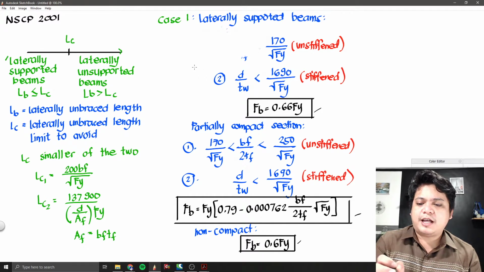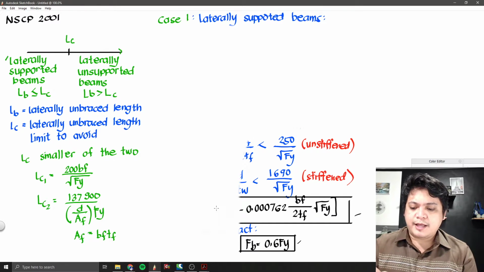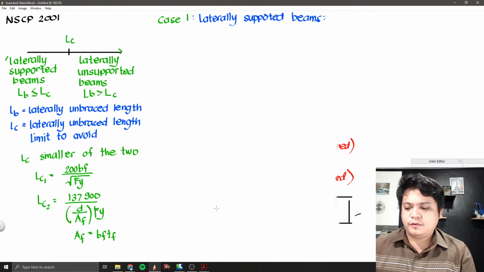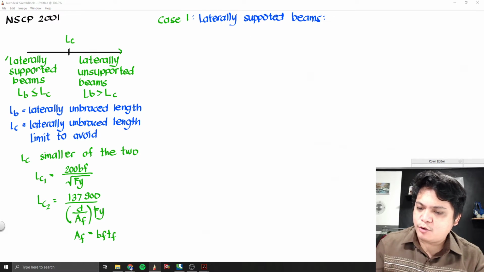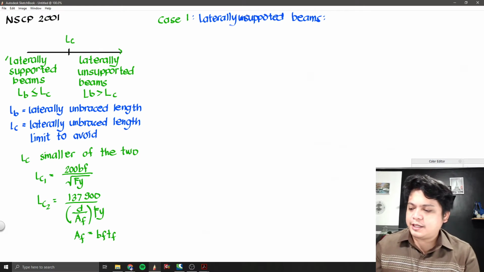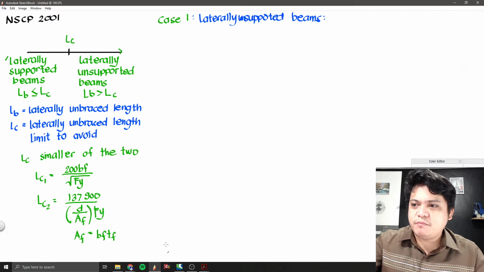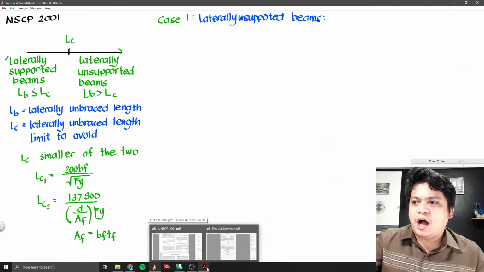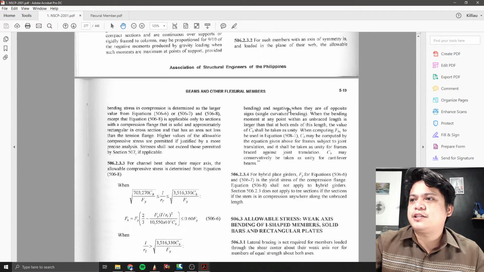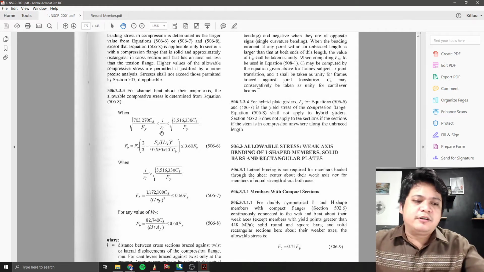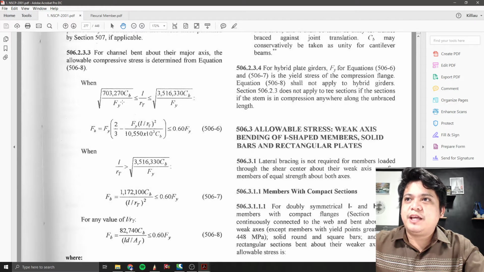So, let's go to case 2. We call these laterally unsupported beams. For the laterally unsupported beams, we have what we call RT. That is, L over RT, wherein the L is, of course, our LB.